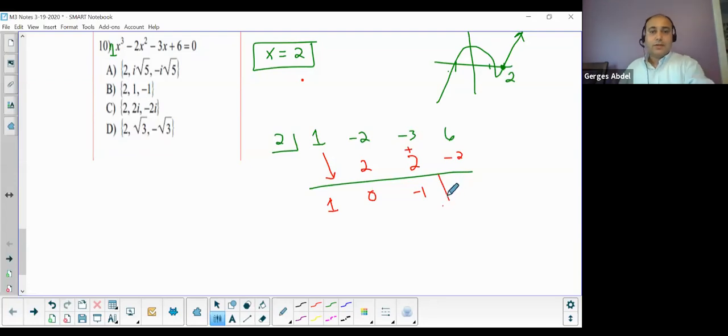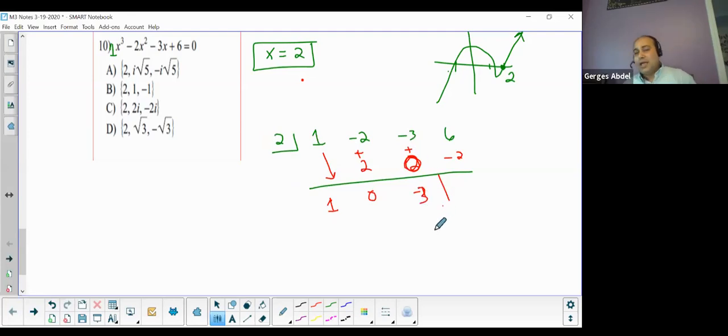What's wrong here? Am I doing anything wrong here? We should not see a remainder. X cubed, I put the 1 down. 1 times 2 is 2. Oh, you're right. Okay, thank you. Got it. My fault. All right, negative 2 plus 2 is 0. 0 times 2 is 0. 0 times 2 is 0. Negative 3 plus 0 is supposed to be negative 3.